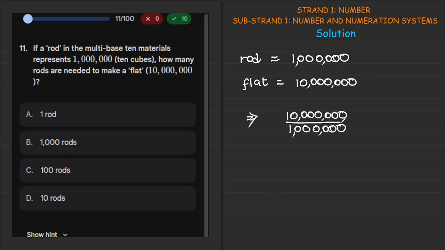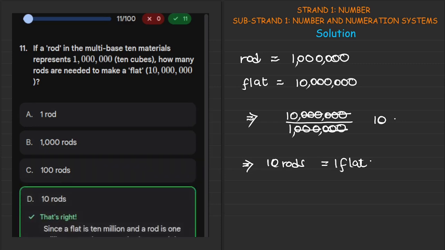So dividing, we have all these zeros cancelling out these zeros, and this taking out this. Hence, we have 10 over 1. And 10 over 1 gives us 10. So it simply implies that we need 10 rods to actually give us one flat. You see, and that is 10. Since the flat is 10 million and the rod is 1 million, 10 rods are required to equal the value of one flat.